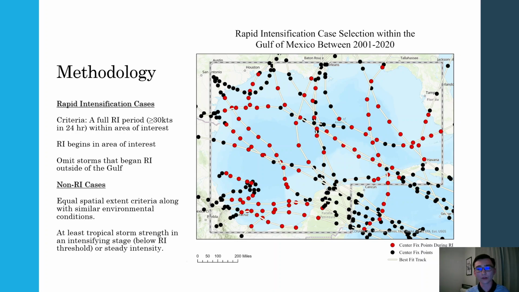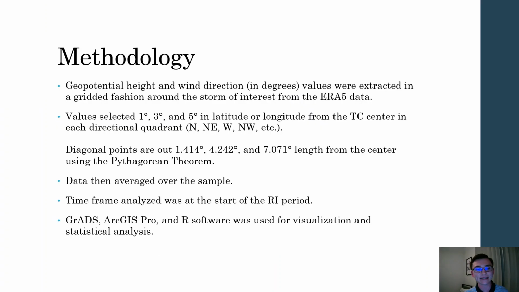It's kind of all over the Gulf of Mexico waters there. There's no real high density in some of these cases in one area or another in the Gulf. Now, a few of the cases where the storms did not have an RI period were selected as well to compare. Equal spatial extent across the Gulf for similar environmental conditions were looked at, and they were at least tropical storm strength and either in an intensifying stage but below that RI threshold or in a steady intensity.